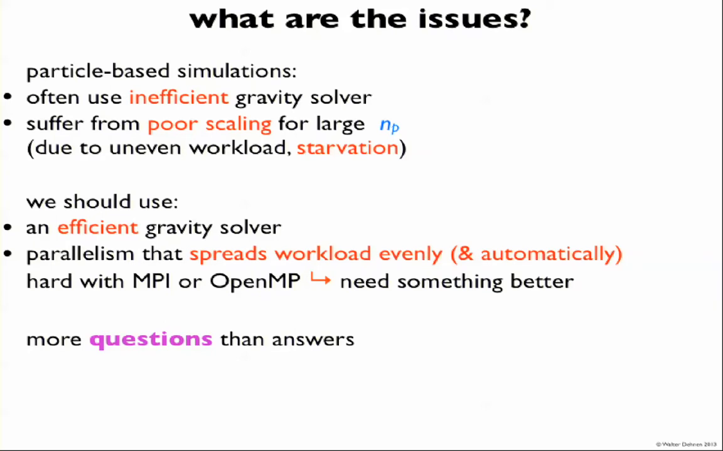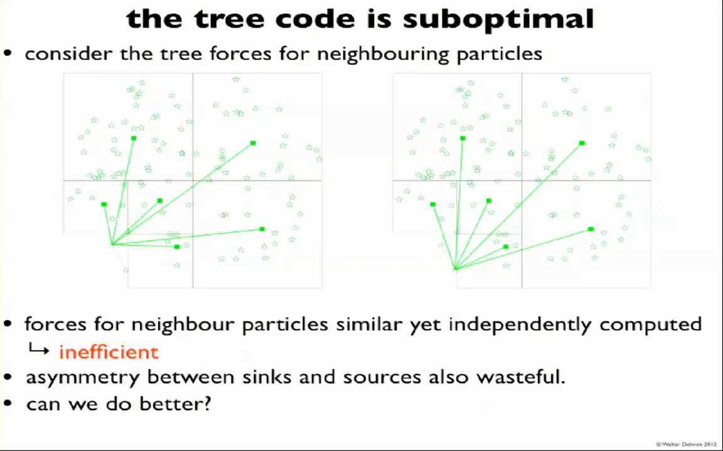I have more questions than answers here, I suppose, and the questions I have are highlighted in bold and purple color. So very quickly, why I think it is inefficient. This is what almost everybody uses, an old code from the 80s, where you approximate the gravity on a particle by summing over distant groups. And of course, this is horribly inefficient, because if you have another particle nearby, you do the same job with the other particle again.